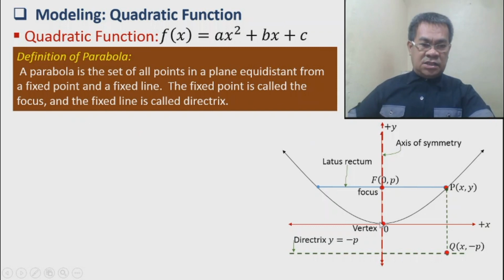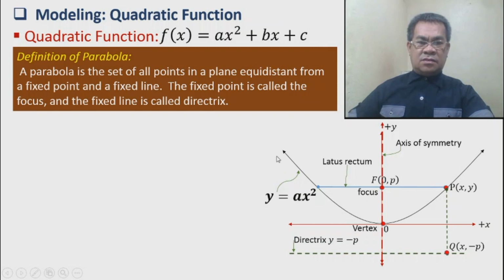From this, it is equidistant. The distance from the vertex to the focal point and from the vertex to the directrix line must be equidistant. Also, the point P towards F is equidistant to the point P towards Q. So therefore this line must be the same.